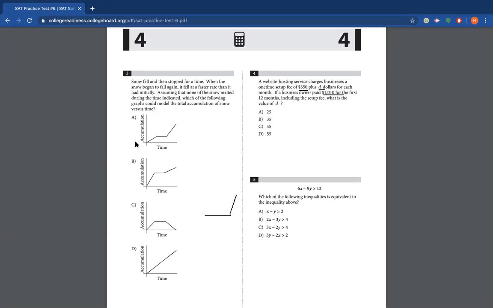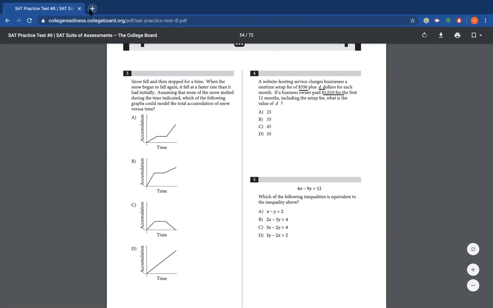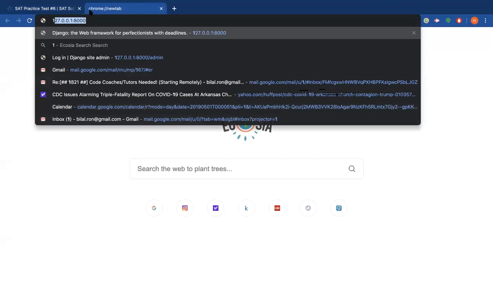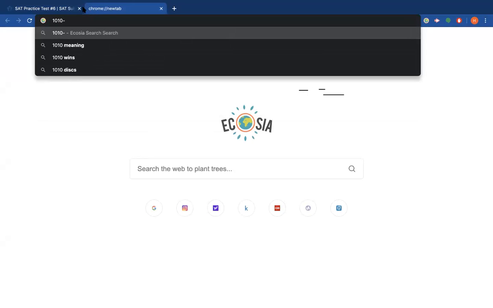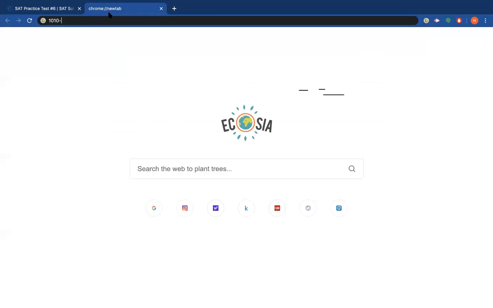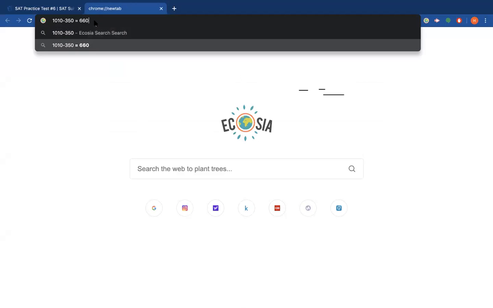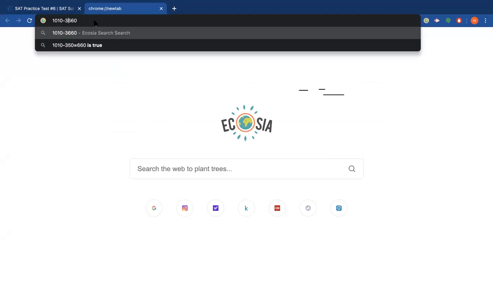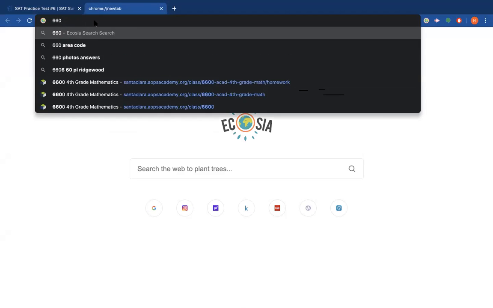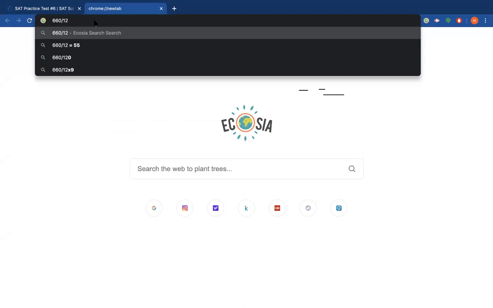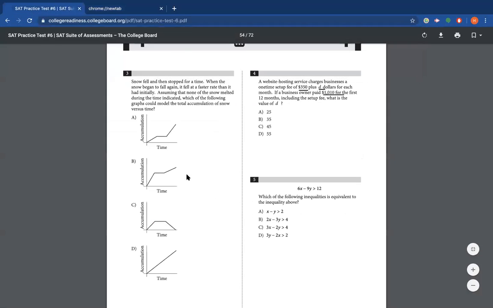Okay, so we have to first do the total minus the setup fee. I wish I had a calculator next to me. Okay, I was confused. Minus what's our initial setup fee? 350. 1,010 minus 350, and then you're going to take 660 and divide it by 12. That's going to be 55. Okay, so I'll just show you what I did.